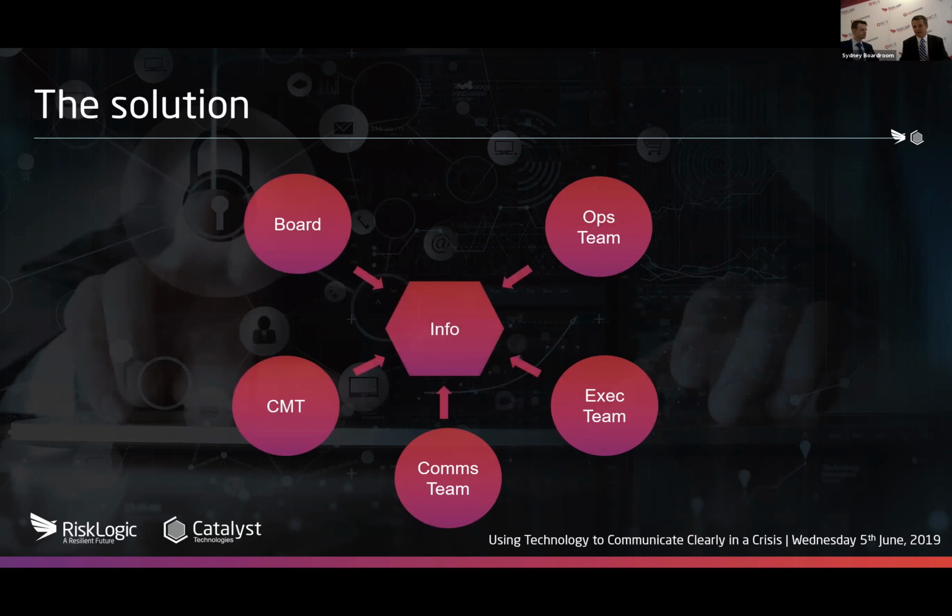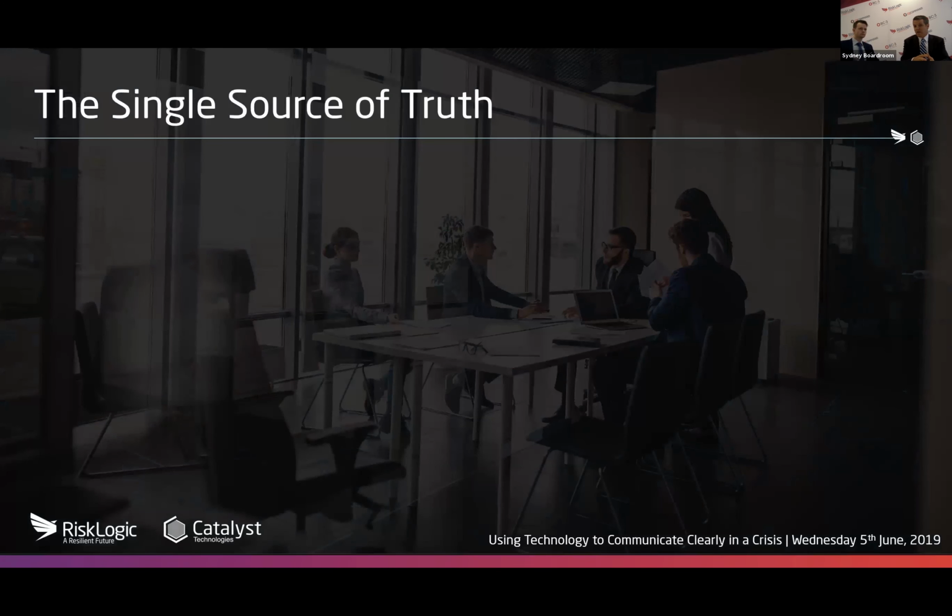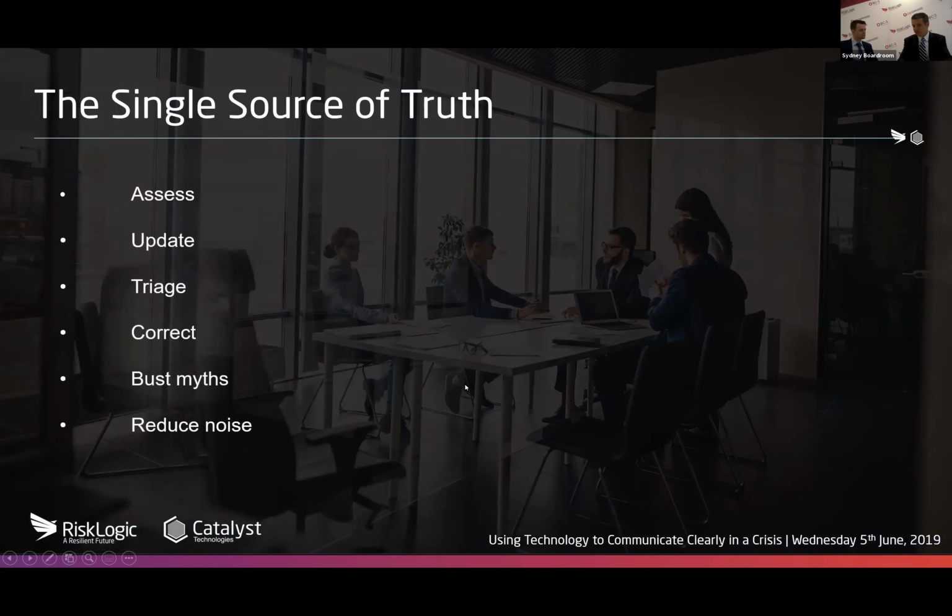So you put the information right in the middle where everyone can see it, and they can see it in real time. It's like having a lazy Susan in the middle of your table, and you're throwing all the information onto that lazy Susan where the whole organisation can see it using an online crisis management tool. So you're centralising it so that information can be assessed, updated, corrected, triaged, myths busted if required, and then take any noisy information that's not required and throw it off the lazy Susan, get it out of the way.